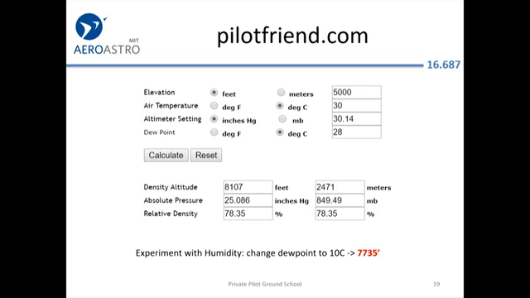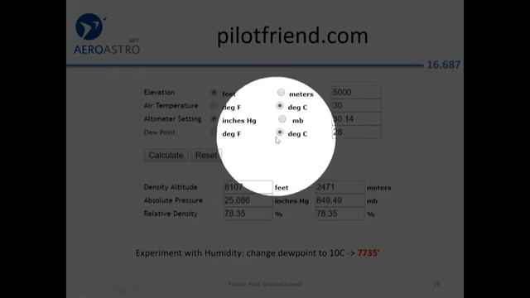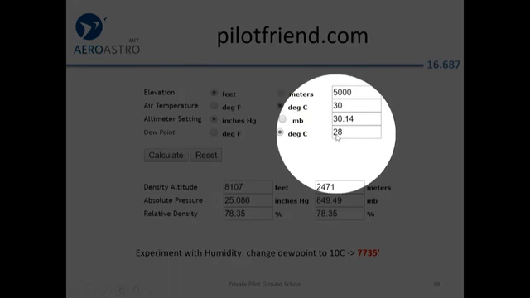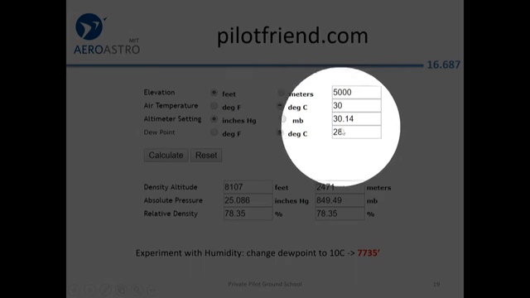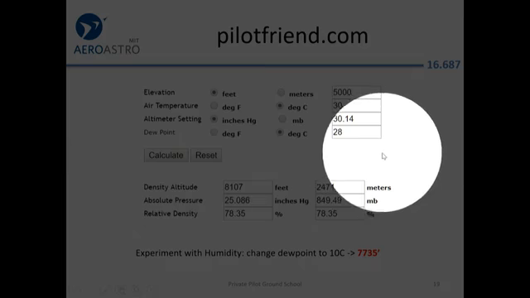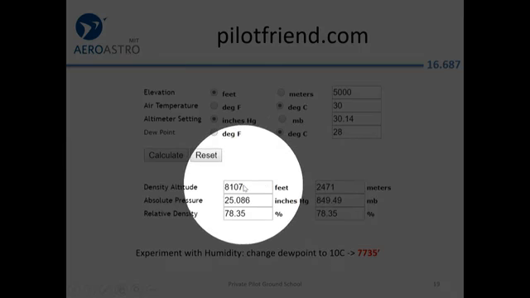However, there is this nice web calculator that I found for free on pilotfriend.com, and you get to enter the relative humidity of the air. So where is that? We have the air temperature. Oh, we have the dew point, right? So we said it was a 30-degree temperature and a 28-degree dew point. So that's a pretty narrow spread, and therefore it's a pretty high humidity day. So they say, well, it's 78% humidity, and we're correcting that up to 8107.